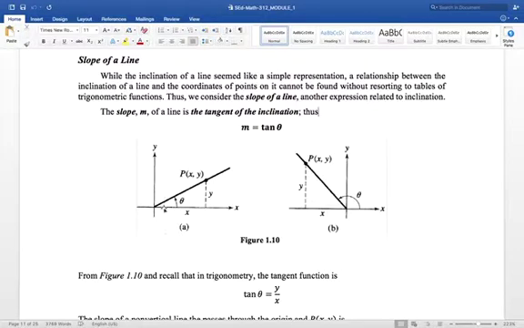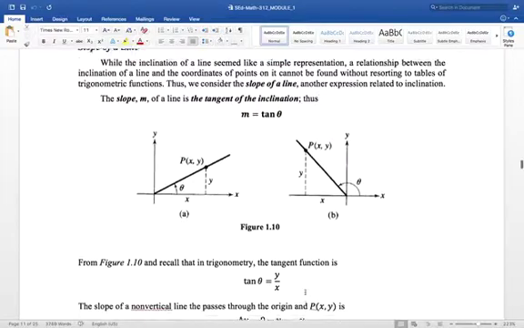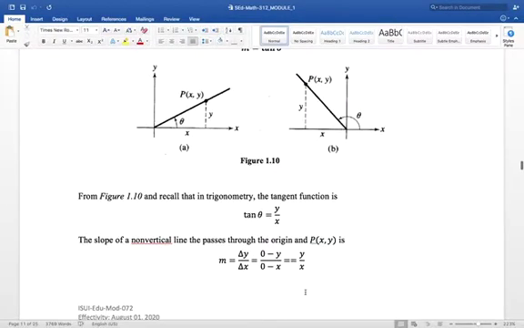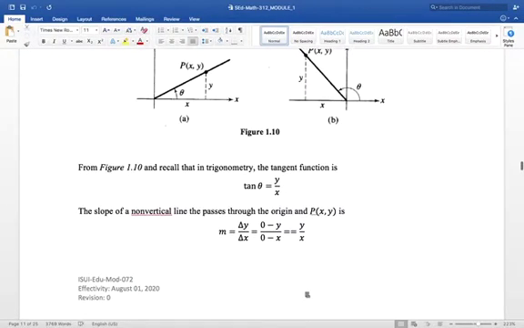If you notice here, we have a point P(x, y), and if you drop a line parallel to the y-axis, you will be able to form a right triangle. So tangent theta in a right triangle is equal to y, the length of this side of the formed right triangle, over x, the length of this side. That's why we have tangent theta equals y over x. And this will help us understand the slope of a line.